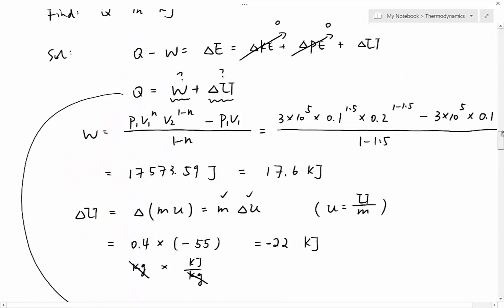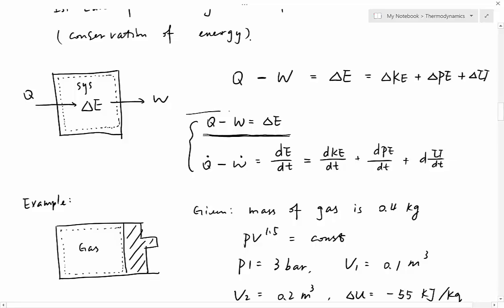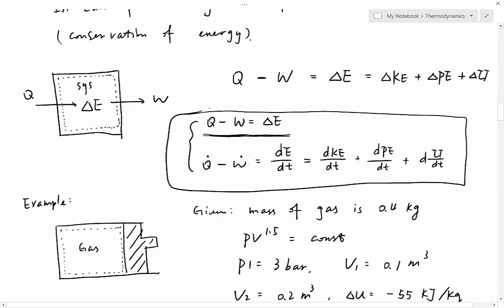Let's go back to first law. Okay, there it is. Those are the two forms of first law of thermodynamics for a closed system. So we've been practicing using the first one, Q minus W equal to delta E. Which option do you think we should use for this example? Obviously, we're going to use option number 2 because we're dealing with Q dot and W dot.